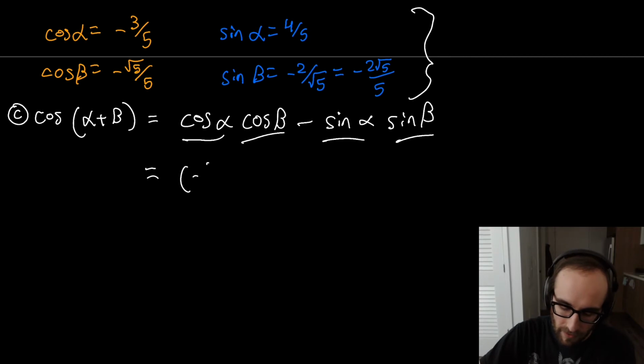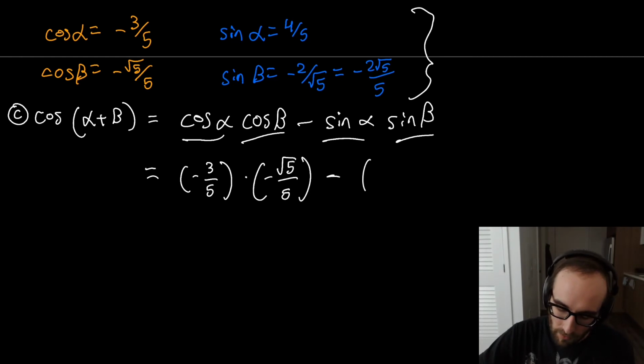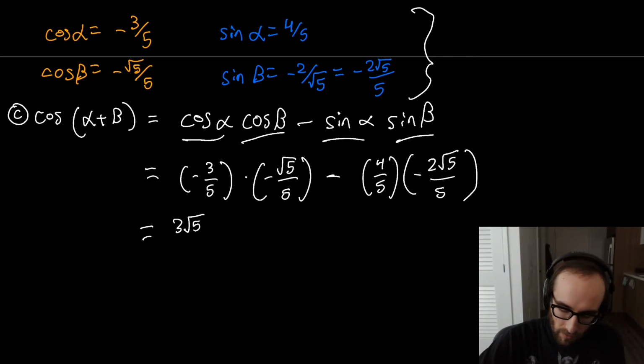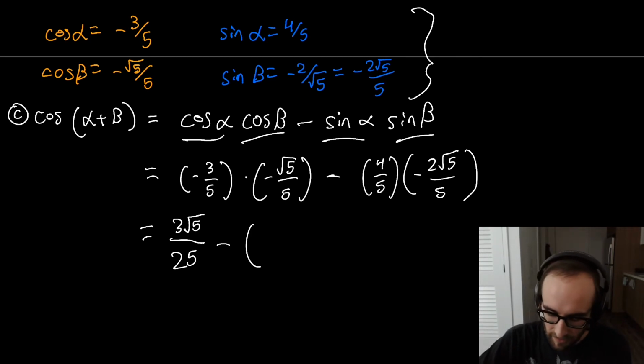So cosine of alpha is going to be negative 3/5. Cosine of beta is negative root 5 over 5, minus sine of alpha is going to be 4/5. Sine of beta is negative 2 root 5 over 5. Okay, and then we just simplify from there. So the negatives cancel out in the first term. We have 3 root 5 over 25 minus, in this case, the second thing we're multiplying is negative, so we'll end up with the negative value, negative 8 root 5 over 25.